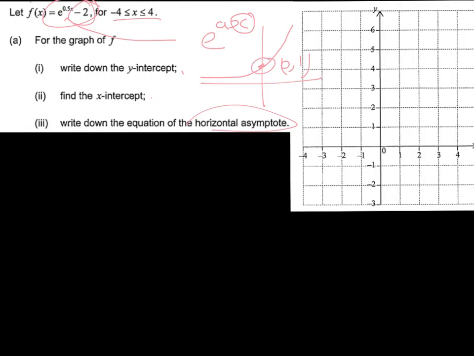The effect here is a transformation of down 2 units, so that would move it down from 1 by 2 units to give you -1. So the y-intercept would be 0, -1.